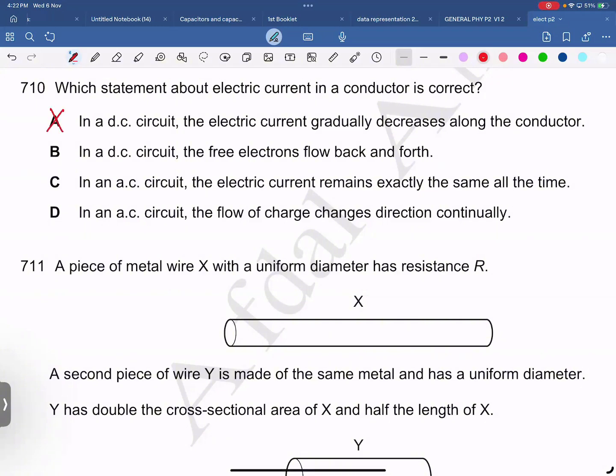In DC circuits, free electrons flow back and forth. No. Electrons always move from negative to positive, in one direction. DC, direct, means one direction. Option B is also wrong.